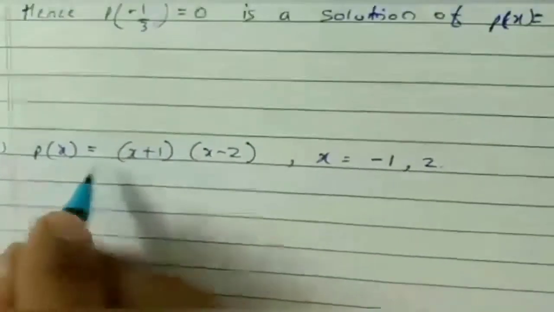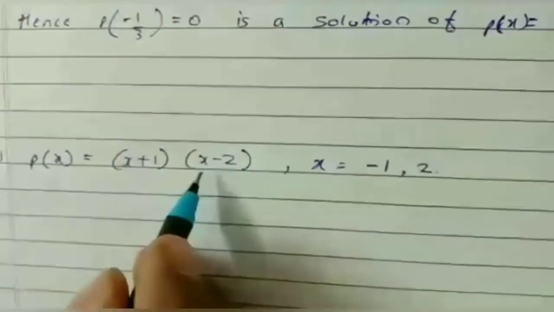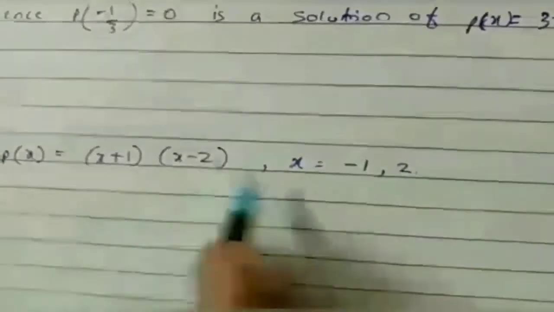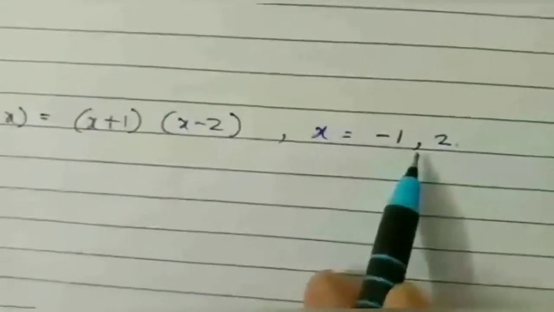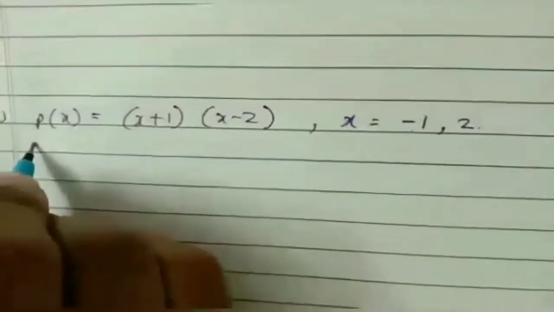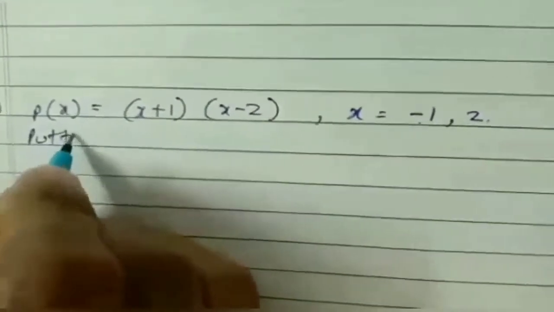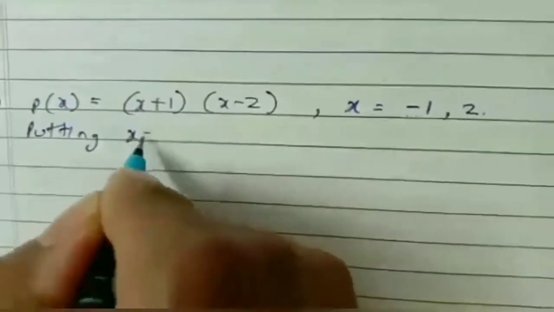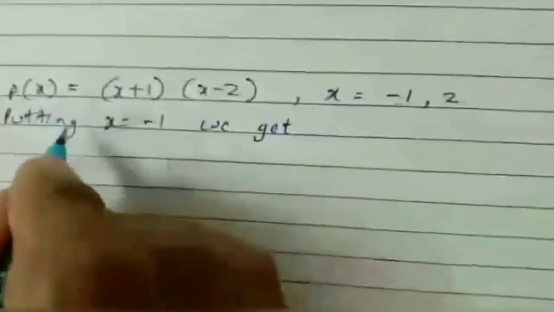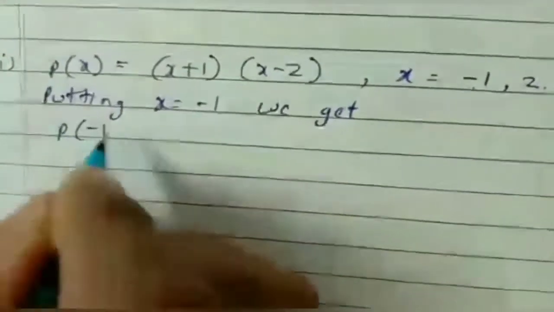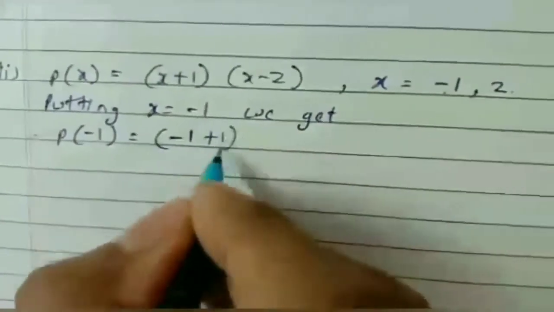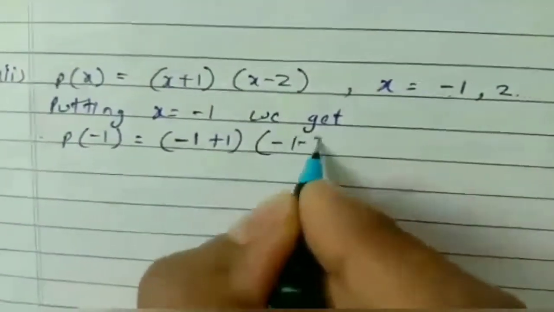Px equal to x plus 1 into bracket x minus 2. We have to replace x with minus 1 comma 2. Okay, so how will we write this? Putting x equal to minus 1, we get p minus 1, will replace x with minus 1. Minus 1 plus 1 into minus 1 minus 2.